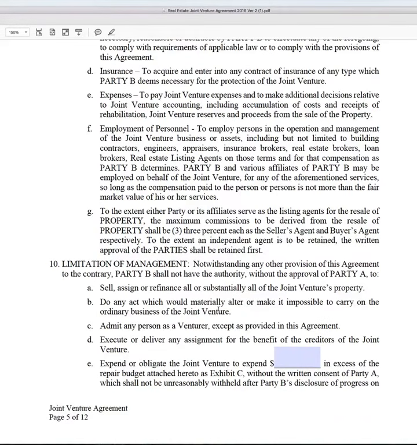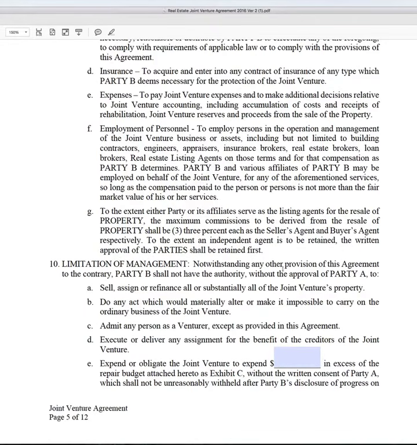Now, if the budget does not come in as what we've expected, because we got in and we started working on the property and we realized, hey, we're going to go over budget on this, then you may want to put in a clause that limits the authority of party B to go beyond the budget without the approval of party A. So that's what this blank is down here. So let me just walk you through this clause, limitation of management.